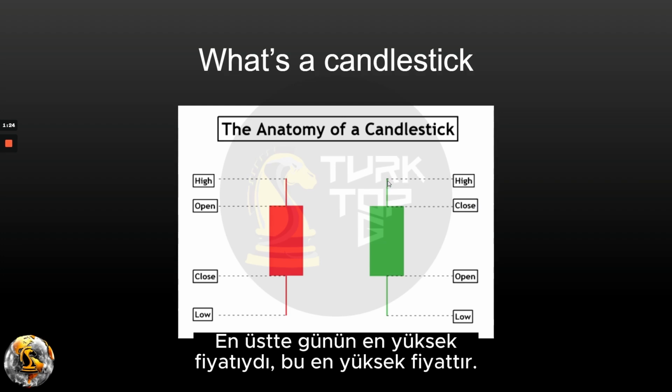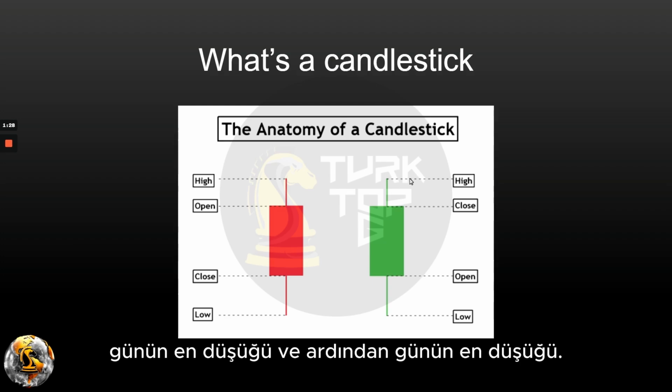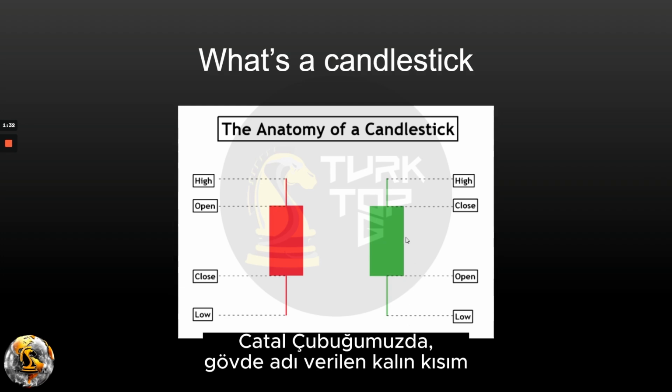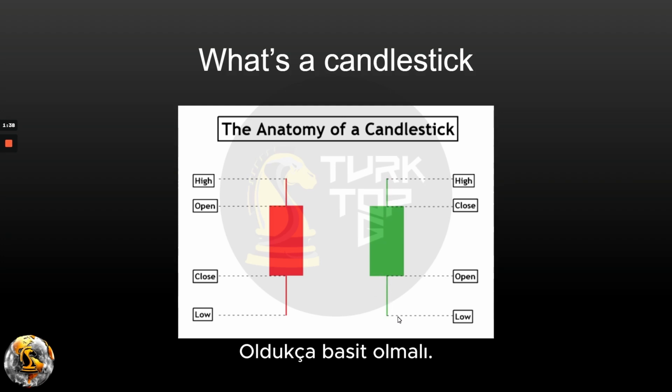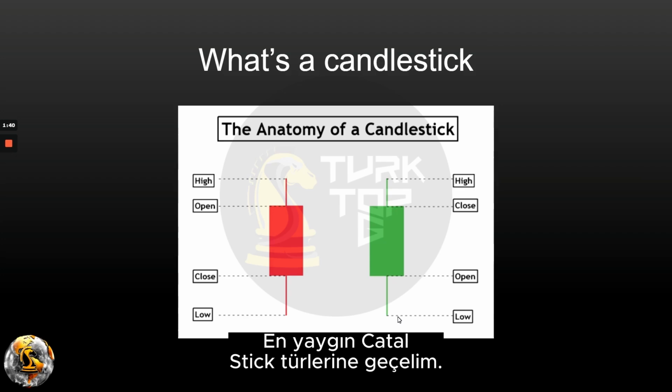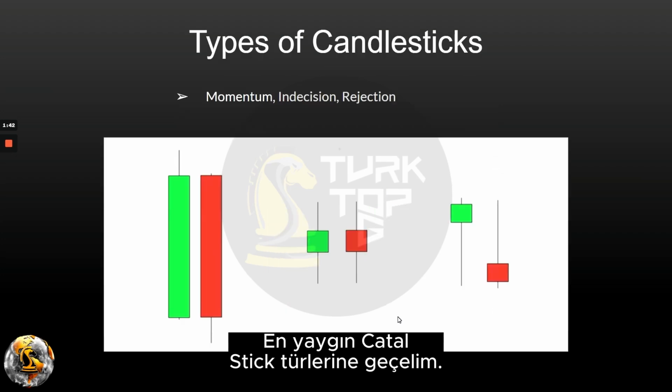At the top was the high of the day, that's the highest price of the day, and then the low of the day. In a candlestick, you have the thick part, which is called the body, and then these thin lines, which are called the wick. Should be pretty straightforward. Let's move to the most common types of candlesticks.